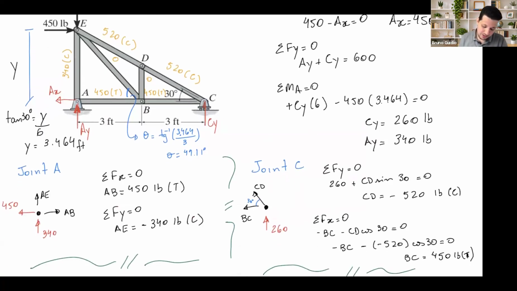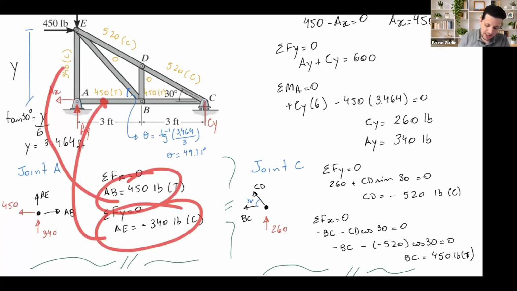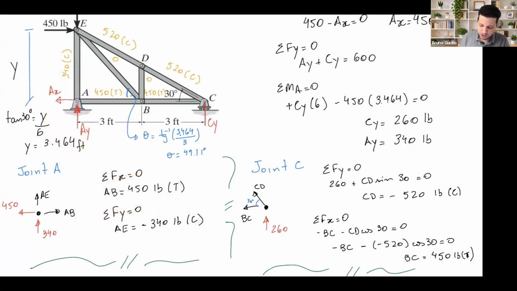What else can I say about this? I started at A. Take a look here. I started at A, very simple. A, E, A, B. I got it positive, got it negative. What I like to do when I'm using the method of joints is come here and mark what is tension and what is compression.